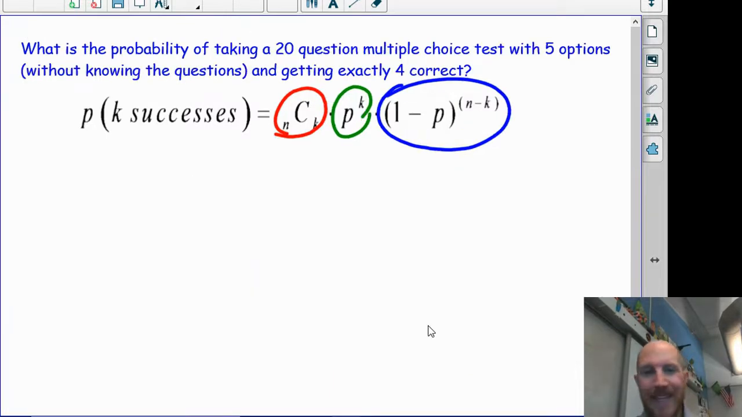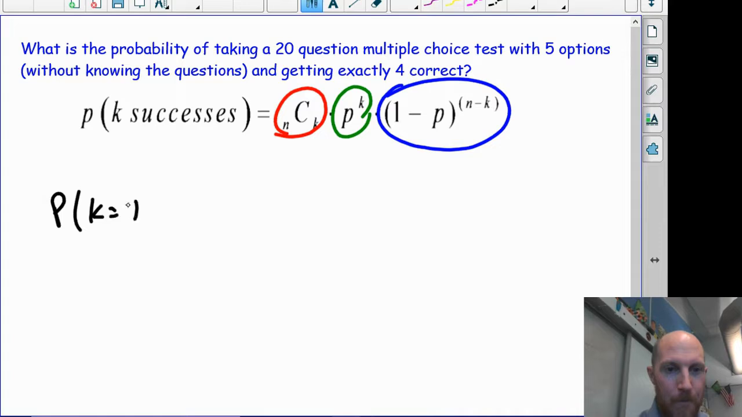Okay, one last example. What's the probability of taking a 20-question multiple choice test with 5 options, and you completely have to guess because there are actually not any questions written? What's the probability of doing that and getting exactly 4 questions right? Okay, well, probability of K, the number of successes being 4.